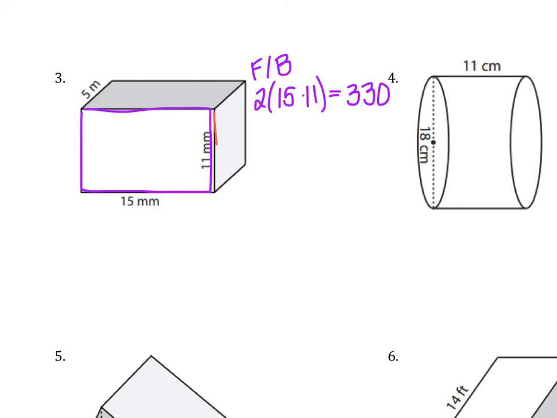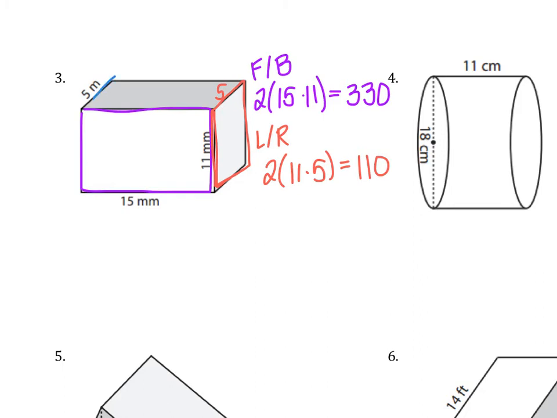Now we can do the left and the right. And so I can see the right side right here. And I know the dimensions of the left and the right are going to be 11, and then this has to be 5 up here. So 11 by 5, and again, there's 2 of them. So 2 times 5 is 10, and 10 times 11 is 110.